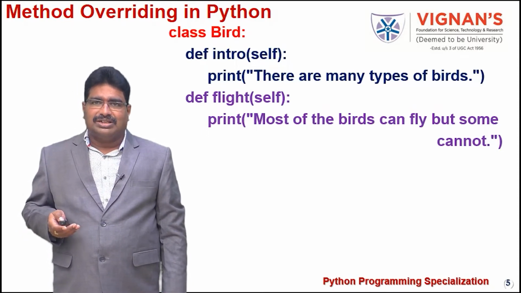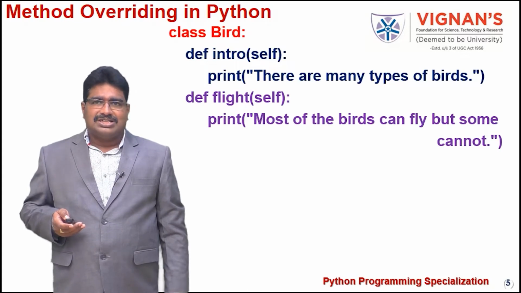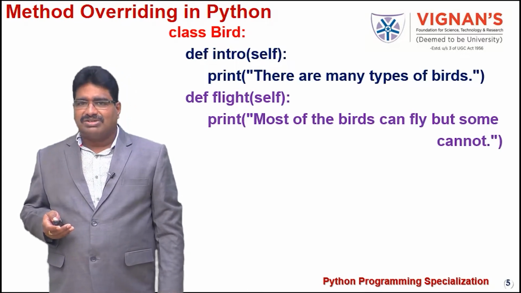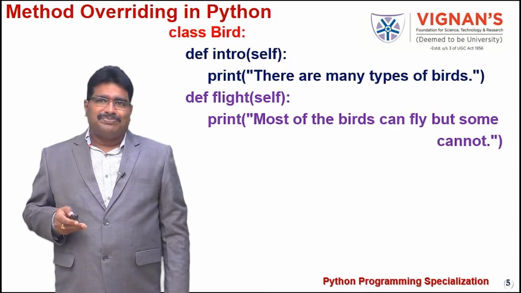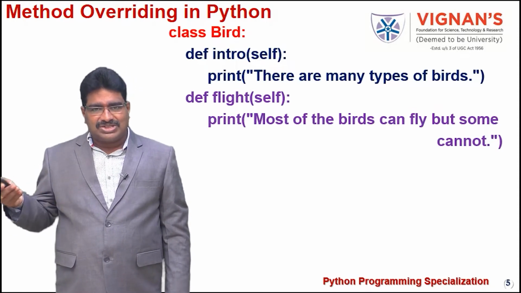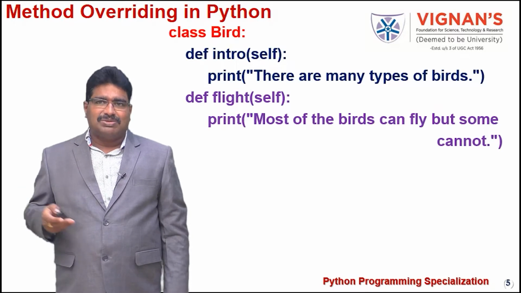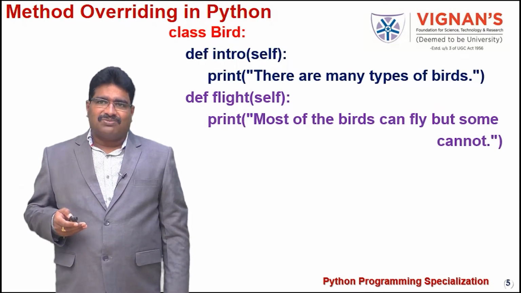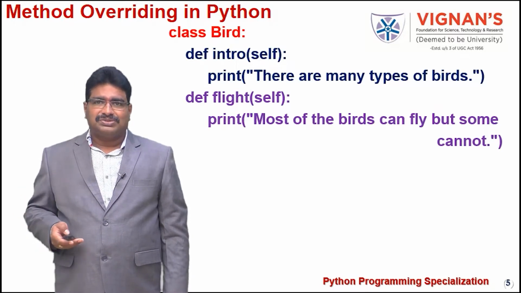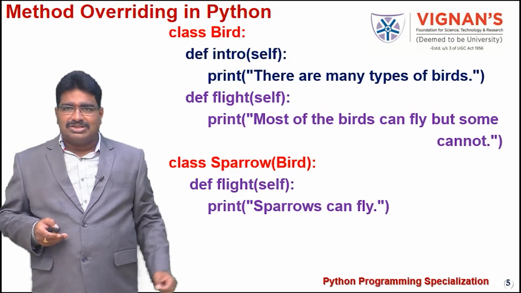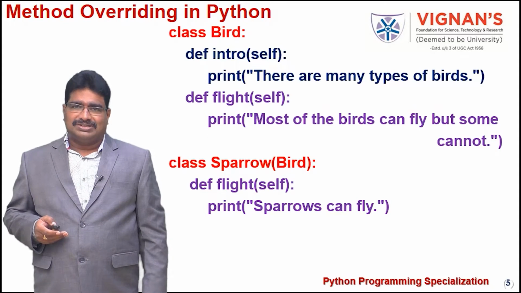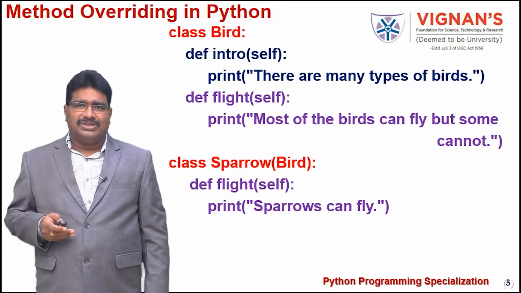So here we define Bird as a class. It consists of 2 functions. One is intro, which displays that there are many types of birds, and the other is flight, which displays that most birds can fly but some cannot. Now we want to define Sparrow. Sparrow is a class derived from the Bird class, and we want to define the flight function in it.